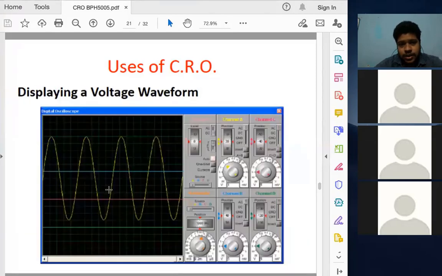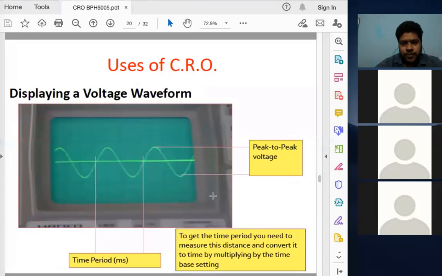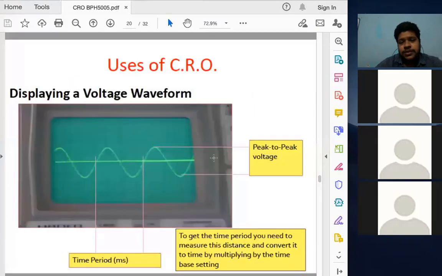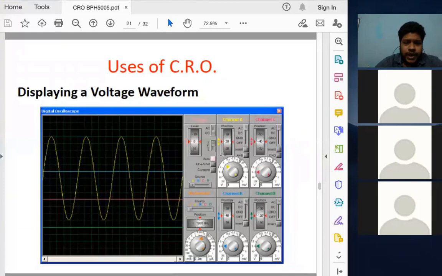Now you see, this is another one. We don't have this kind of CRO in our lab. We probably, in our lab, this is the model we have. And this is a picture where we have an updated model, a different model we can say. So here again it shows the same thing, displaying a voltage waveform. So this is a signal.